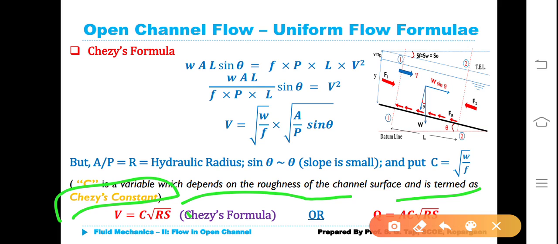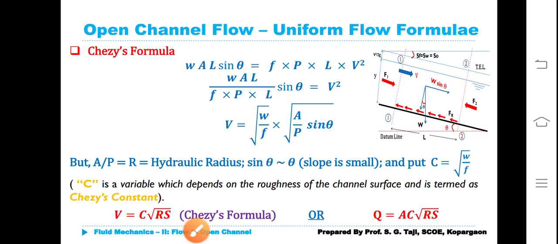Therefore, velocity V we can write as Chezy's constant C multiplied by under the root R S, where R is the hydraulic radius, S is the bed slope. This is known as Chezy's formula. Therefore, discharge Q can be calculated as Q is equal to A C under the root R S.